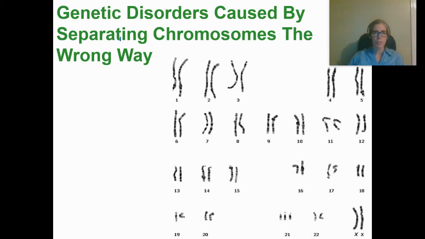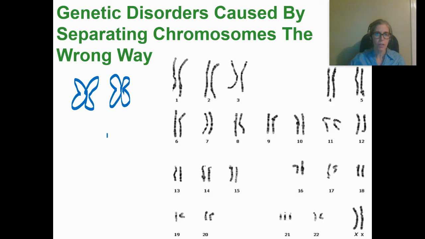Welcome to AP Biology. Today I want to talk about genetic disorders caused by separating chromosomes the wrong way. So this would happen either in meiosis or mitosis. If it happens in meiosis, that's when you are making egg or sperm. And so the homologous chromosomes will line up along the metaphase plate, and each pair will line up like this in whatever order they line up in. Independent assortment, right? And then spindle fibers will pull them to opposite sides.